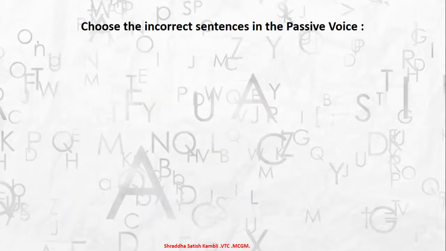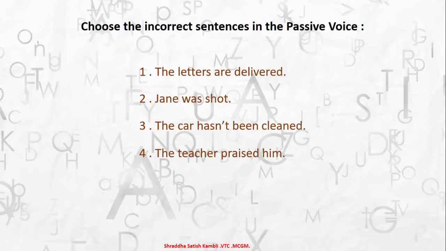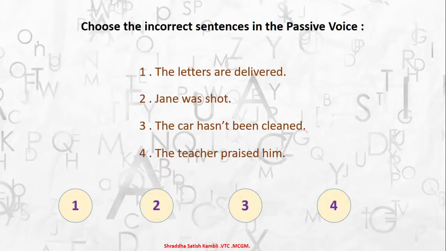Okay, now we will go on to the next and last example here. The letters are delivered. Jane was shot. The car hasn't been cleaned. The teacher praised him. So which one sentence is in the active voice? It is sentence number 4. The teacher praised him is in the active voice. It is not in the passive voice. That is why it is the correct answer.